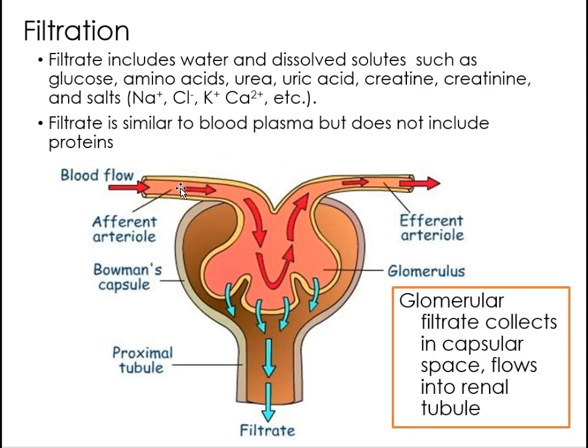The things that we're going to filter out include things such as glucose. We're going to dump all of that back into the bloodstream. Amino acids, of course. Urea is going to be a waste product that's going to leave the body. Uric acid, same thing. Creatine, and we'll have two components of creatine, the precursor and the non. We'll have salts. And these ones are really dependent on levels in your body: sodium, chloride, potassium, calcium, a ton of other electrolytes.